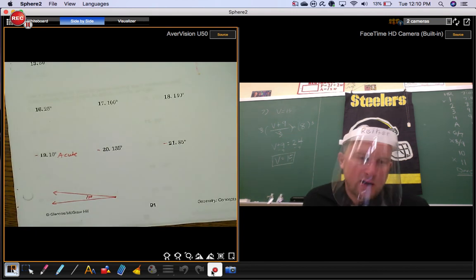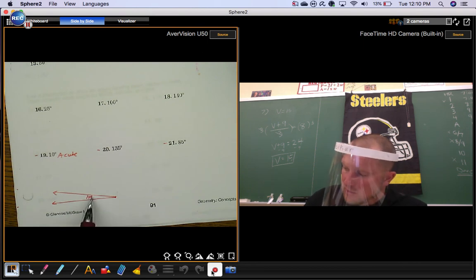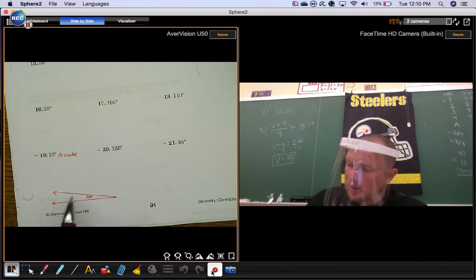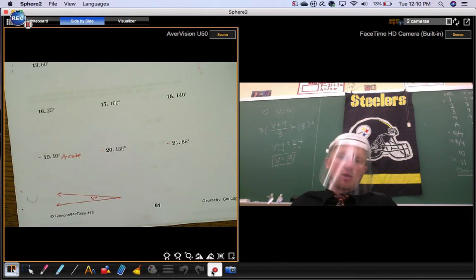That's a 10-degree angle. Super skinny. Doesn't matter how long the rays are. The degrees between the rays, that's what makes it small, not the length of the rays. Number 20, we need 135-degree angles.